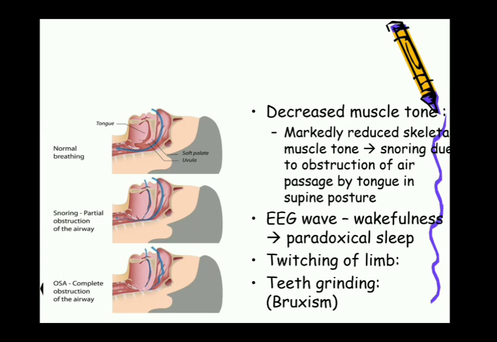Muscle tone is reduced. There is marked decrease in the skeletal muscle tone, and that is the reason for snoring. Snoring is due to obstruction of the air passages by the tongue, which falls down in the supine position. EEG waves in the REM sleep are similar to wakefulness, and this is the reason, as we have discussed, it is known as paradoxical sleep. In REM sleep, twitching of the limb or teeth grinding, that is known as bruxism, is also present.